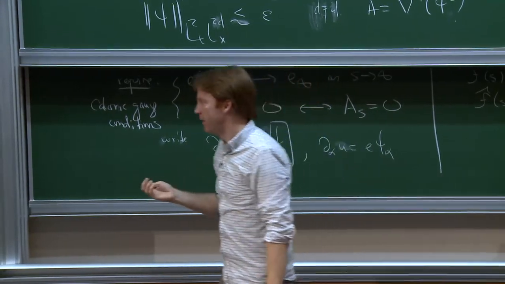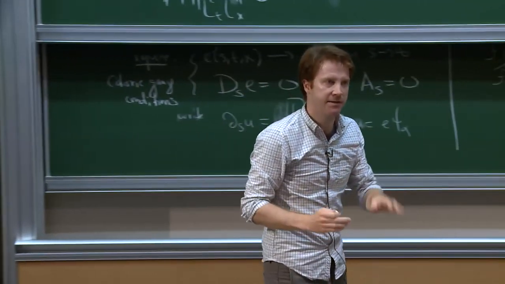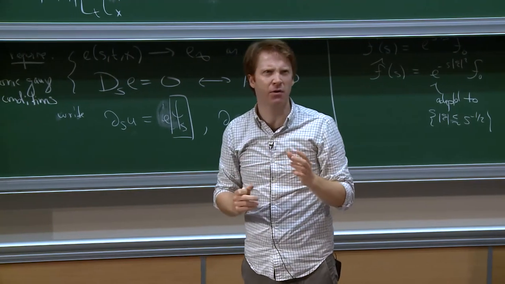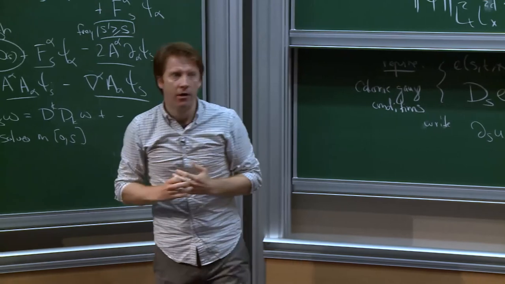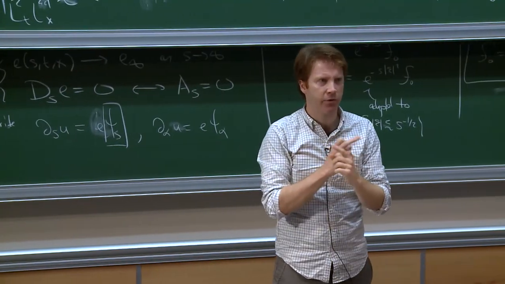So in fact, this appears in our analysis in a subtle way. But it becomes very important in a low data setting, and it was very important in particular in work on Schrodinger maps by Bejenaru, Ionescu, Kenig, and Tataru. I hope I get the names in order right.